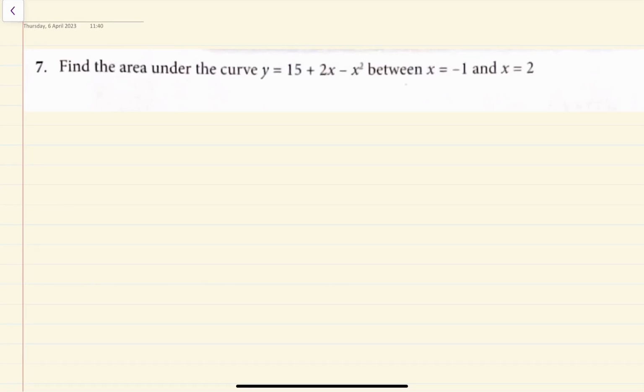Okay, this is a question from GCSE Further Maths. It says find the area under the curve y is equal to 15 plus 2x minus x squared between x equals minus 1 and x equals 2.